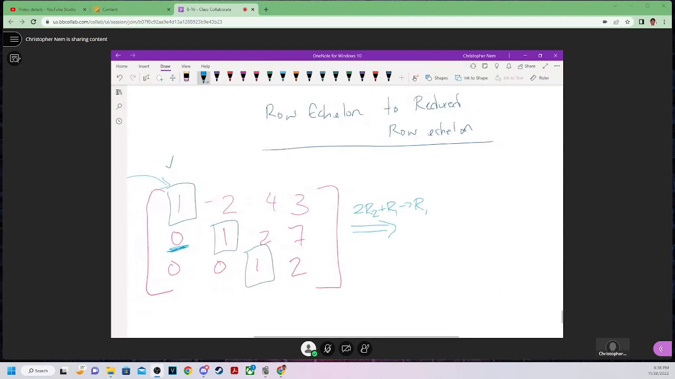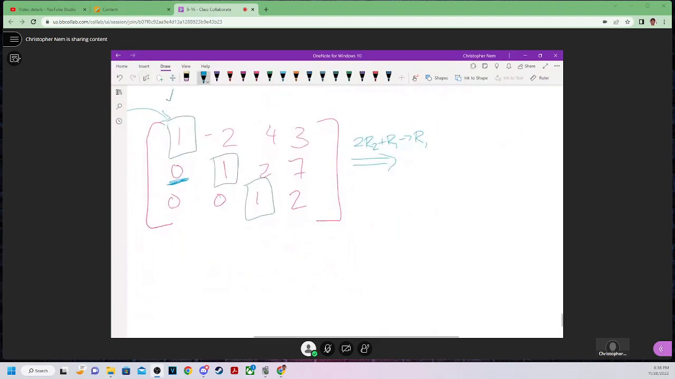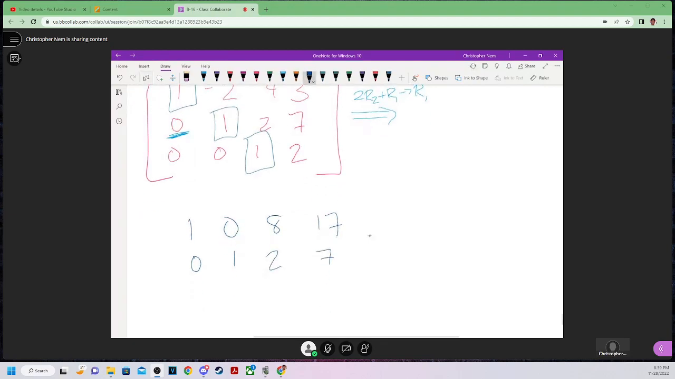So if I do so right here, I'm going to have the matrix. I have 1. Now, I'm multiplying the second row by 2, so 1 times 2 is 2. Adding it by -2, that has to be a 0. That was the whole point. If I multiply 2 times 2, that's 4, so this becomes 8. 7 times 2, 14, so that becomes 17. 0, 1, 2, 7. 0, 0, 1, 2. All right, so we're good.